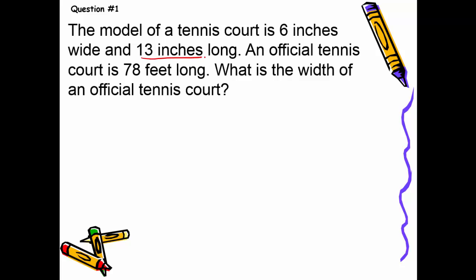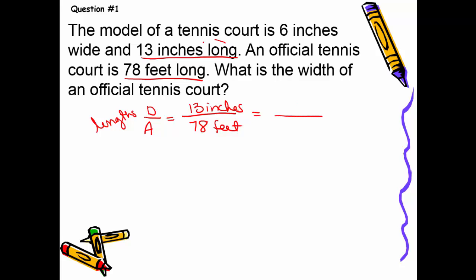Well, I know I'm talking about a drawing and an actual. So I set up my ratio drawing over actual. The reason I focus in first on the lengths is because I know something about the length of the drawing and the length of the actual. So those are the first pieces of information I want to compare. I take something on the drawing and compare it to the same part on the actual.